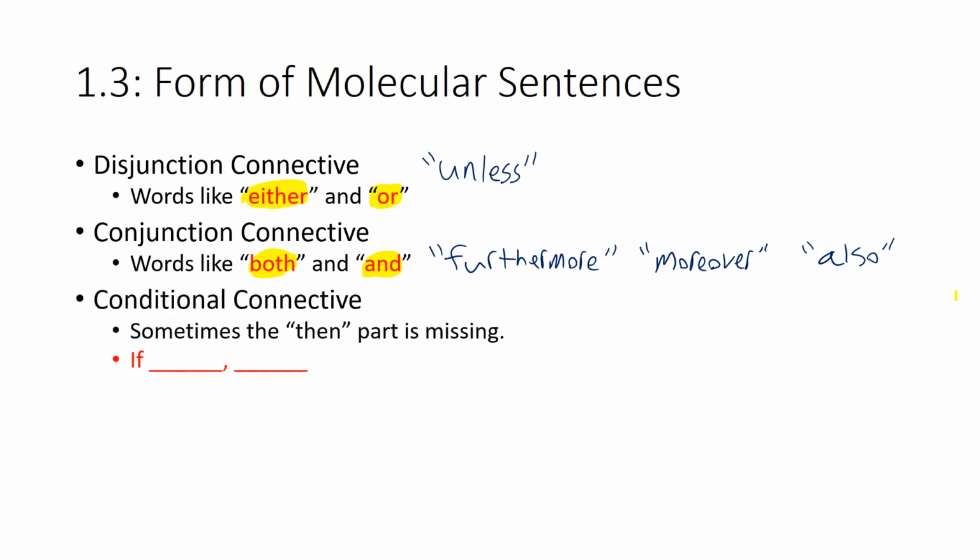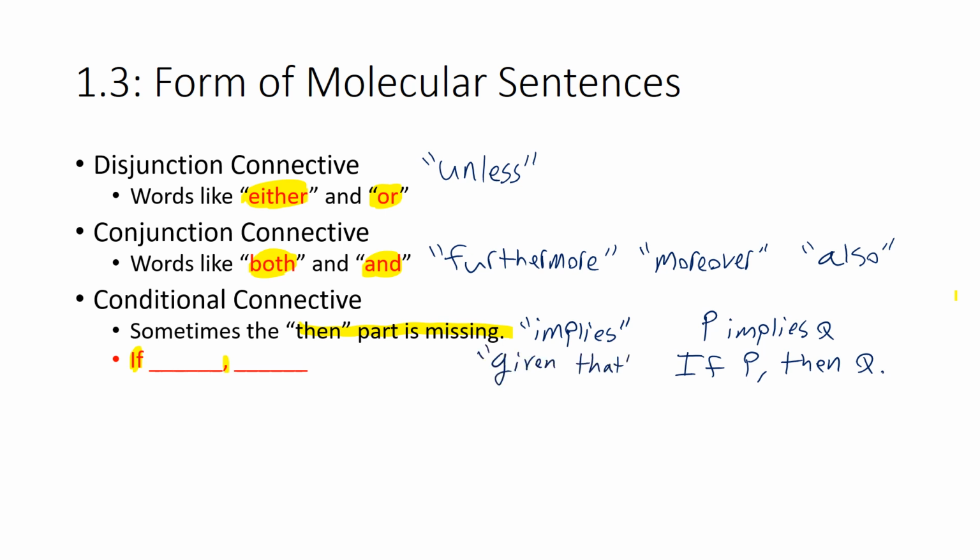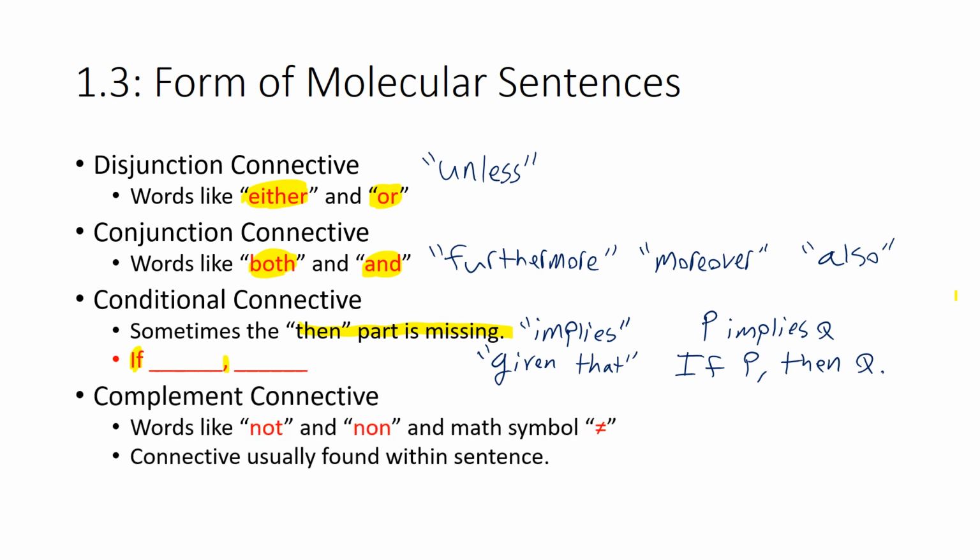And then we have the conditional. This is the hypothetical. If X, then Y. But sometimes the then part is missing. It is, so to speak, implicit. We might have if such and such, comma, such and such. Another way to express a conditional is implies, such that P implies Q. This is the same thing as if P then Q. Another possibility is given that P, then Q.